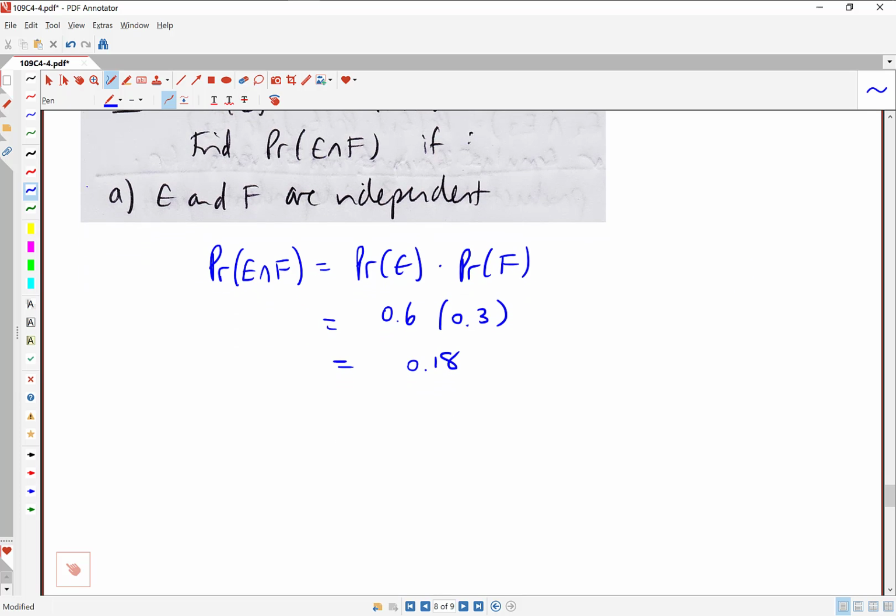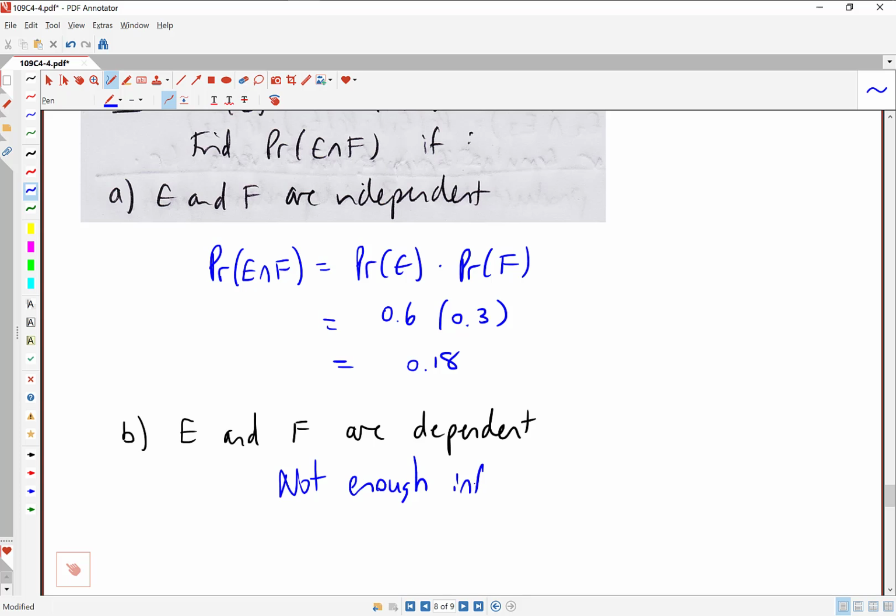Now let's try part B and say, again, we want to find the probability of E and F, but this time E and F are dependent. So E and F somehow affect each other. What we need to say here is not enough info.